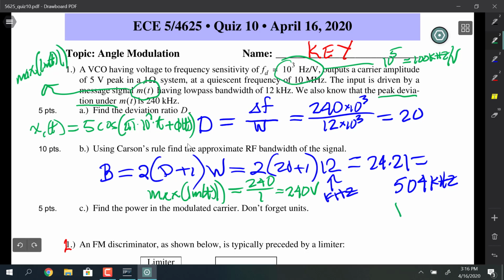But the bottom line is the bandwidth right here is equal to that, 504 kilohertz. And that's the two-sided bandwidth. So that's what's sitting centered on 10 megahertz.